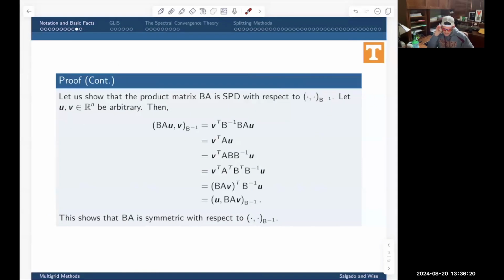But what do we mean by saying that the product is symmetric positive definite with respect to either of these two inner products? Well, let's take, for example, this one, and the A inner product can be done similarly.